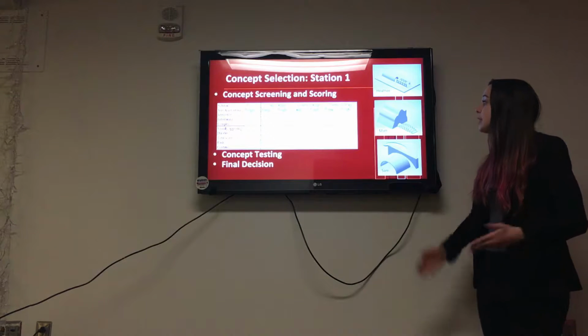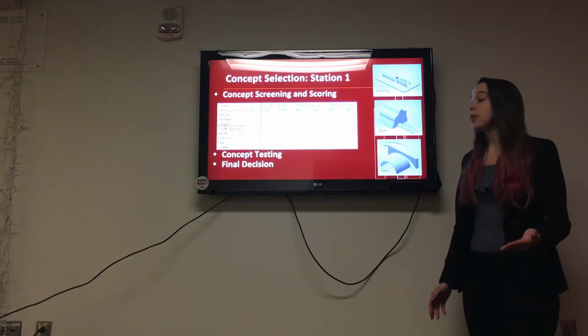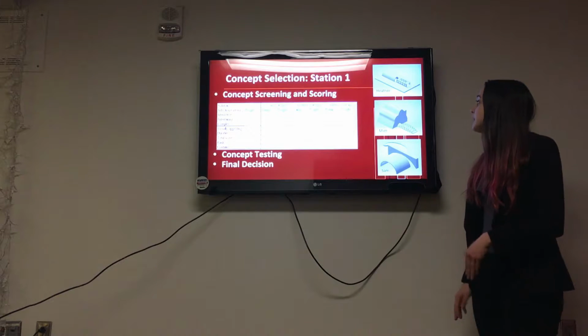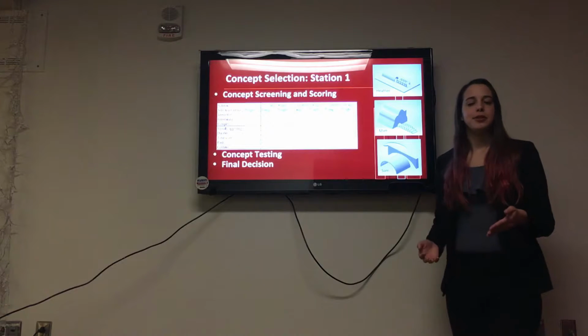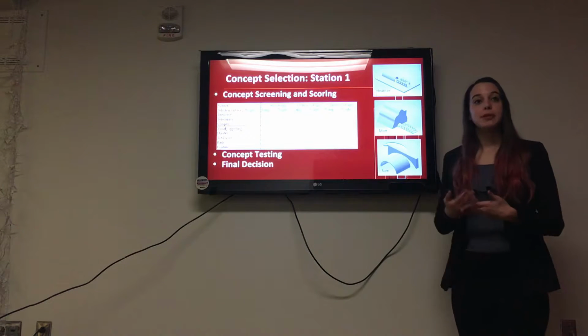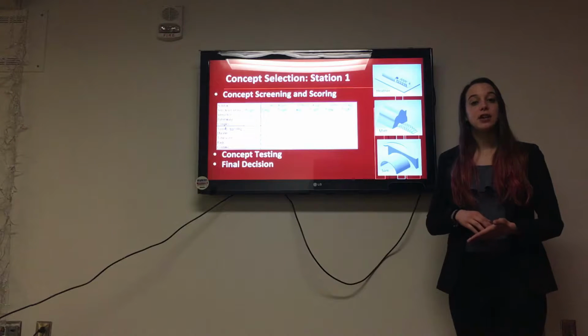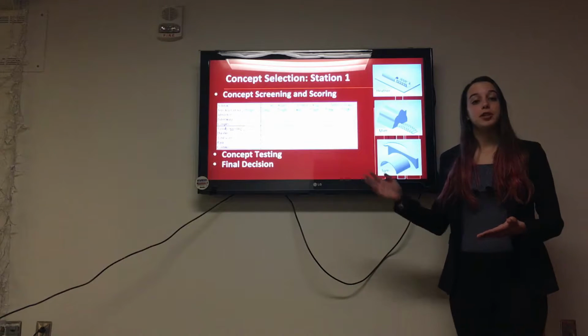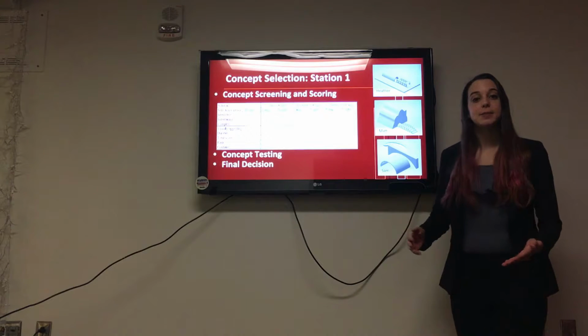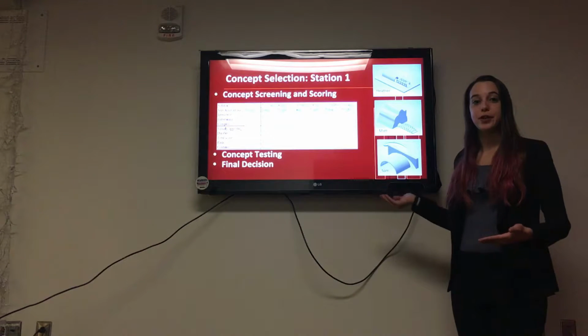For station 1, we decided to continue 2 of the alternatives, Matthew's and Sam's, because they had very similar scores on the concept scoring. So we built prototypes of both of those, and we contacted our customers that we had interviewed much earlier in the process to ask for suggestions, criticisms, and finally to ask them which design they preferred.